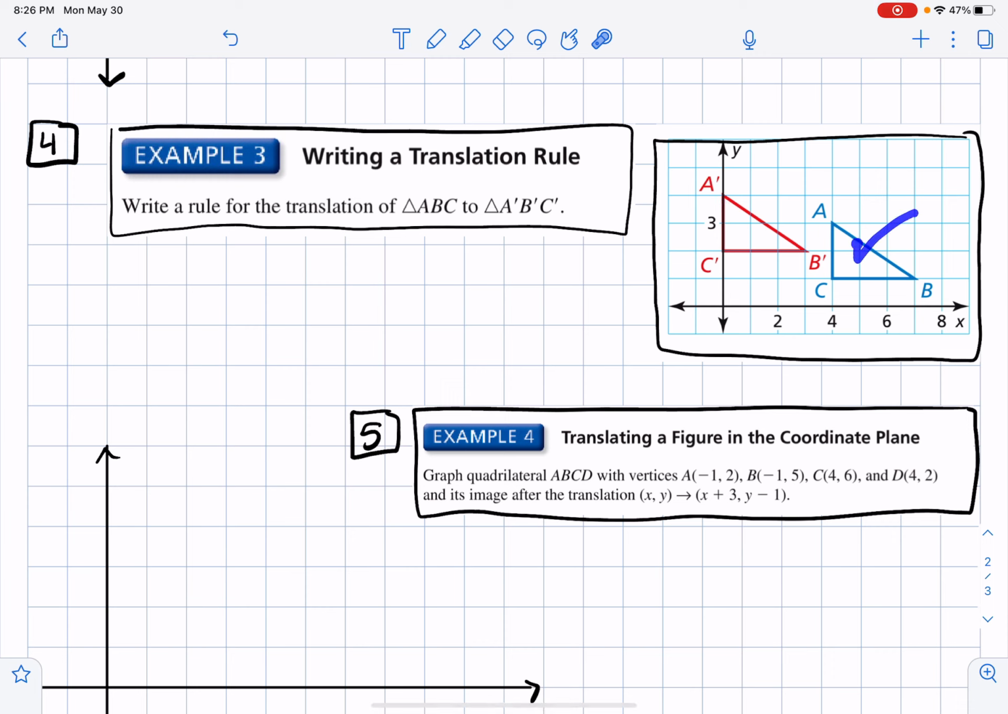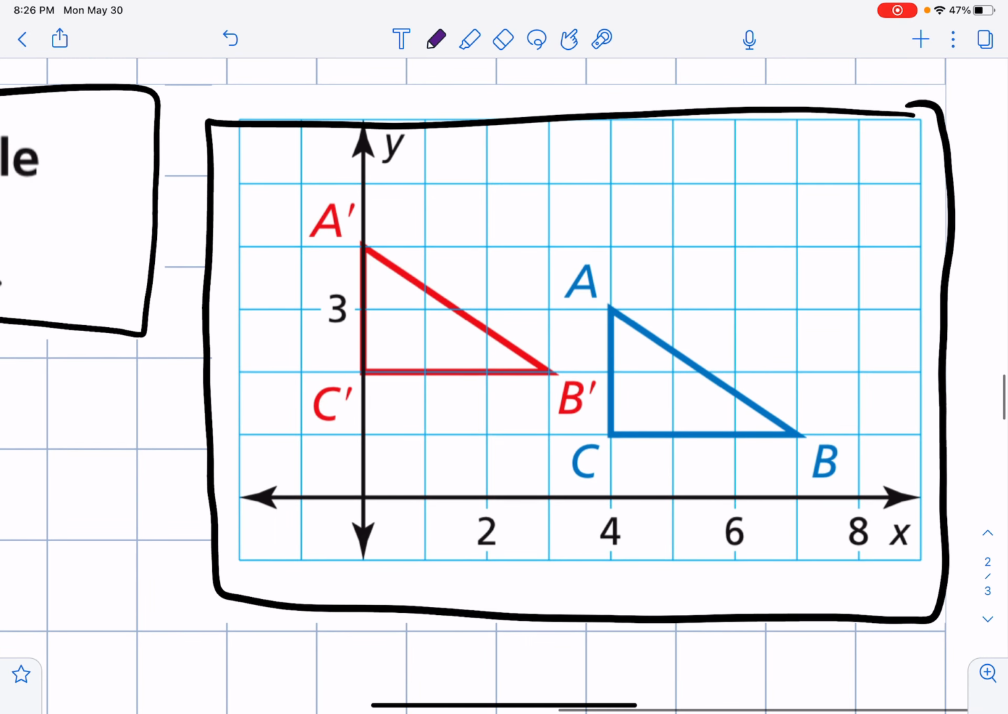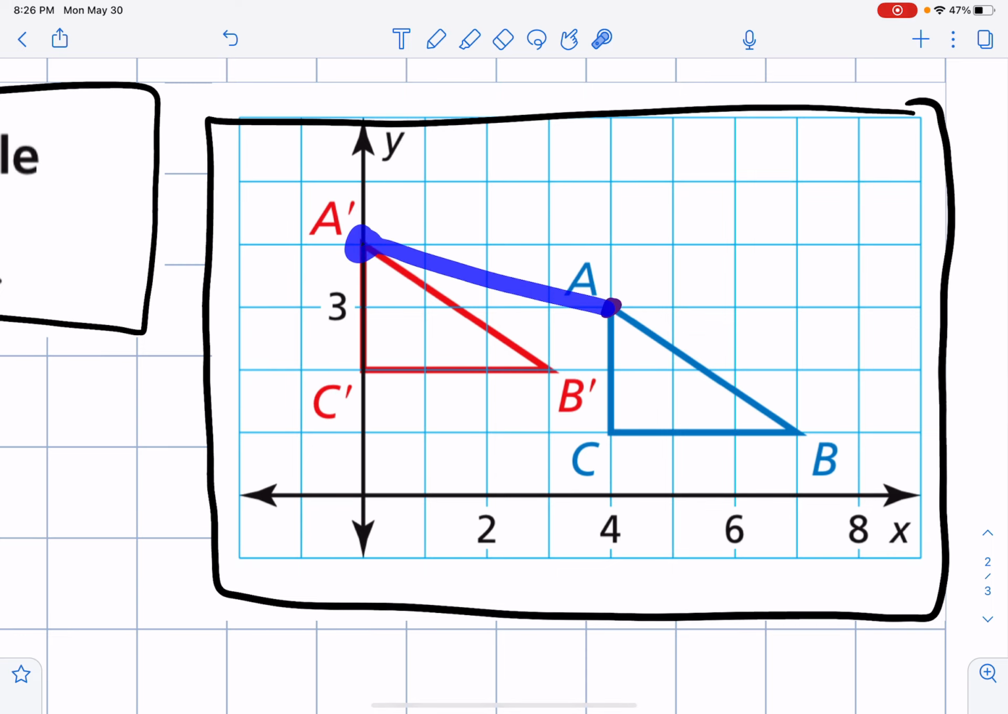So this triangle over here is our pre-image, and this red triangle over here is our image. So the question is, what is the rule on how we would get to that spot? If you're thinking about it, take one specific point to focus on. Let's focus on vertex A. To get from vertex A, which is right here, all the way over here to vertex A prime, what do I have to do to get over there?